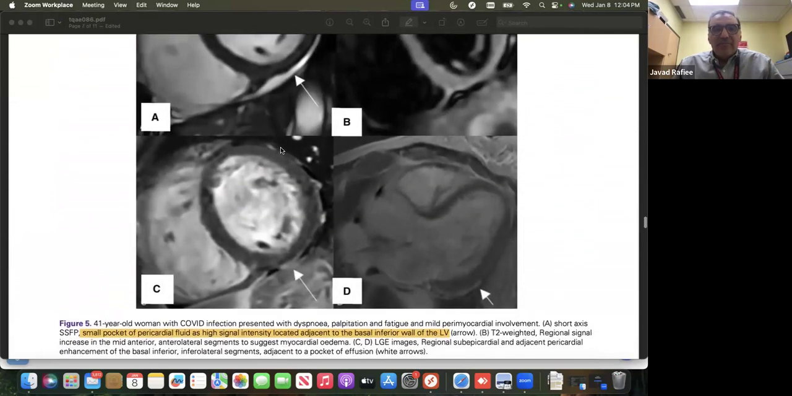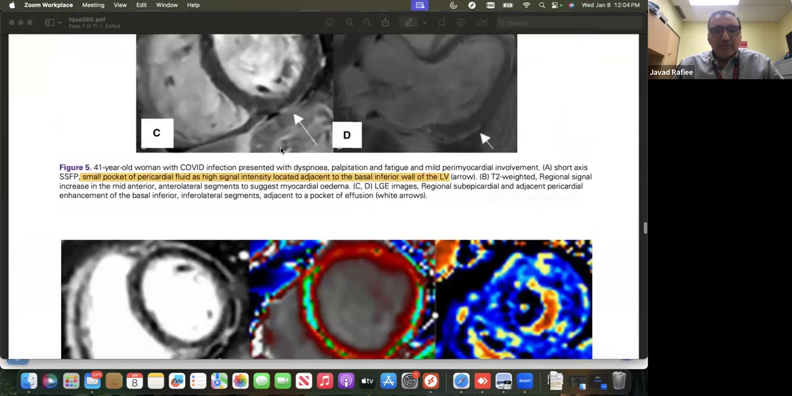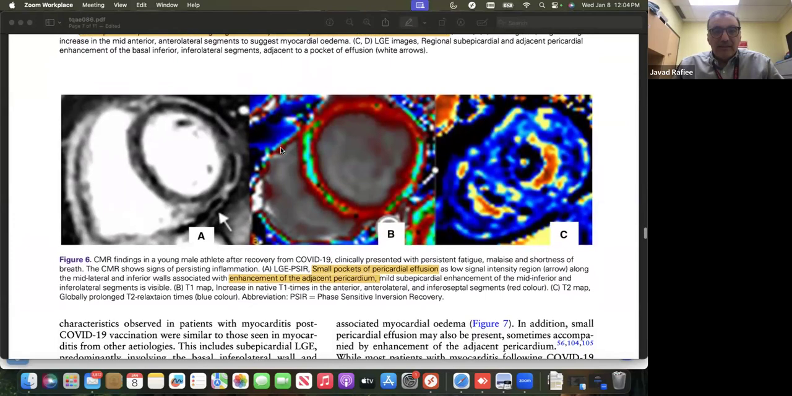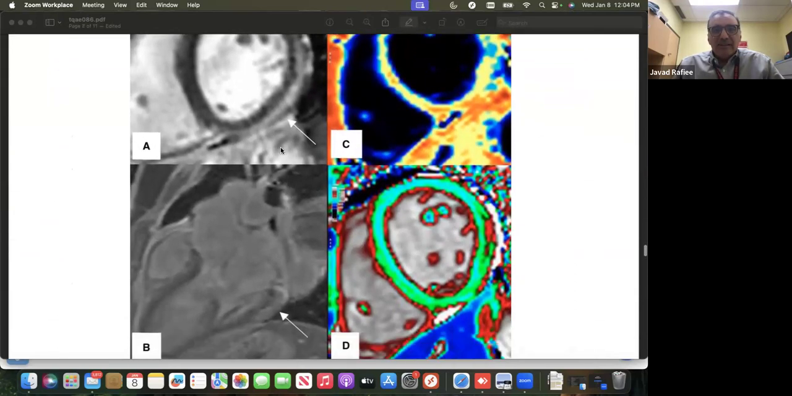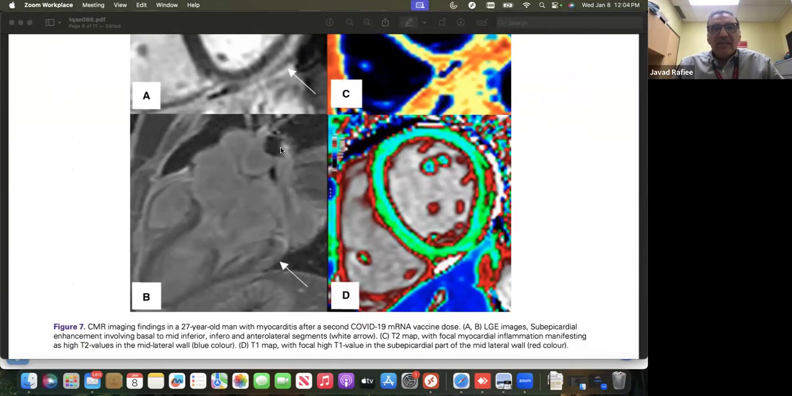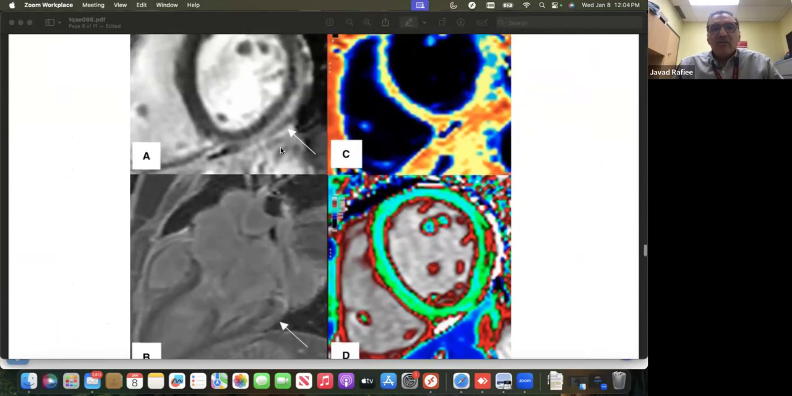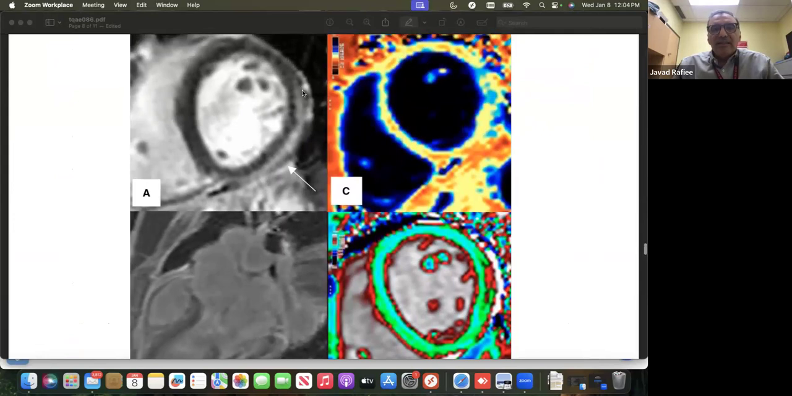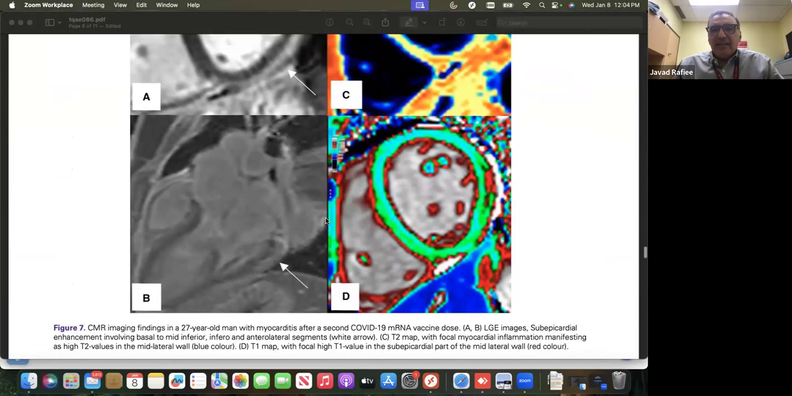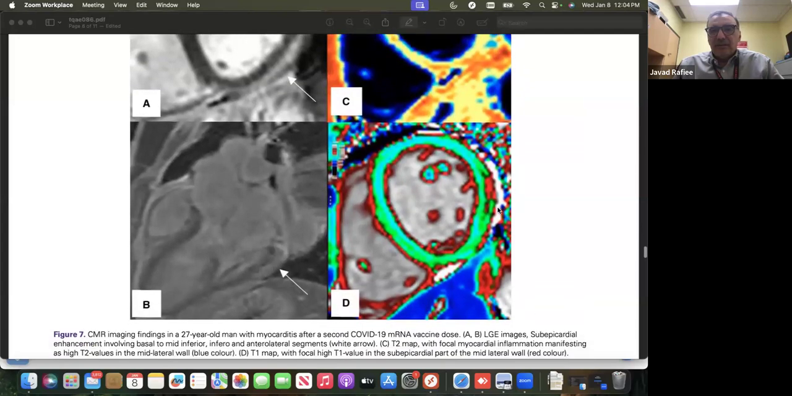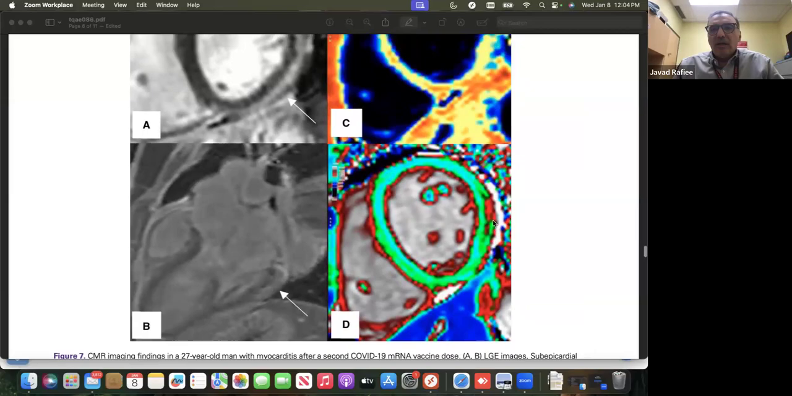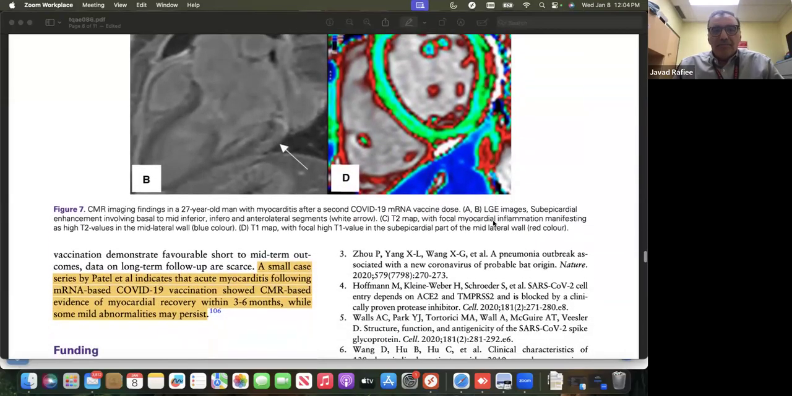Here is the example of a patient after the second mRNA vaccine dose. As you see, there is the subepicardial enhancement in the basal to mid inferior and infralateral segments, and some areas of abnormal T1 and T2 mappings.